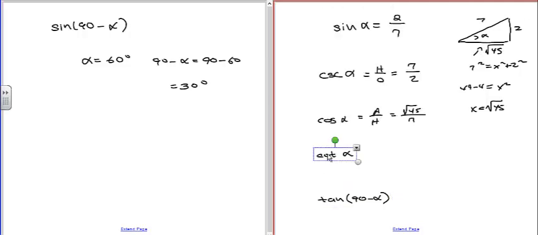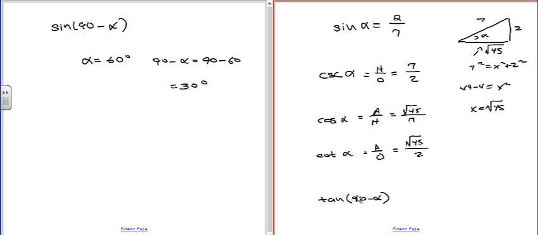Which we can just leave as it is. Okay. And then finally, the cotangent is the adjacent over the opposite. The tangent is opposite over adjacent. So the adjacent is the square root of 45 over the opposite, which is 2.